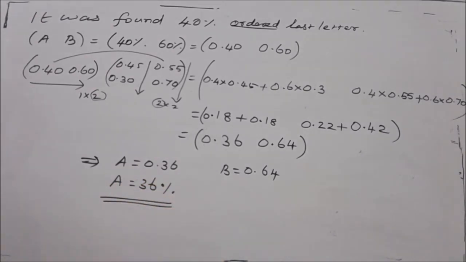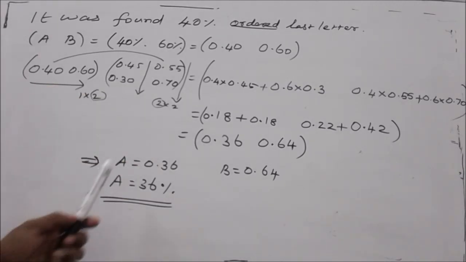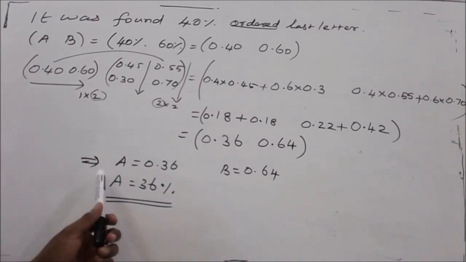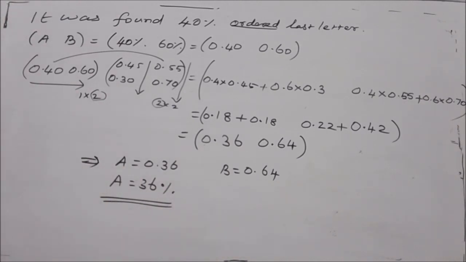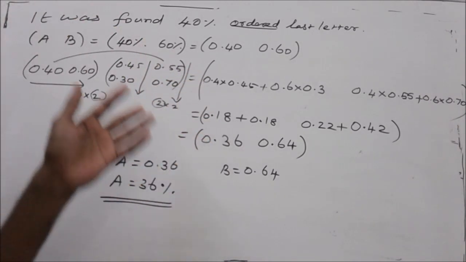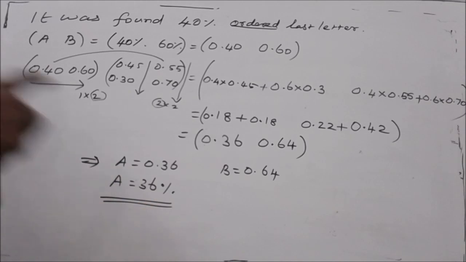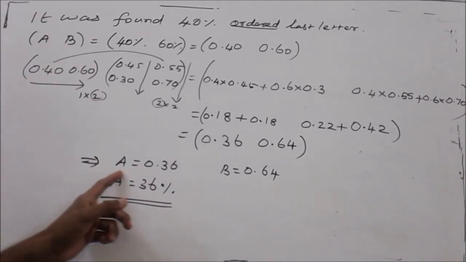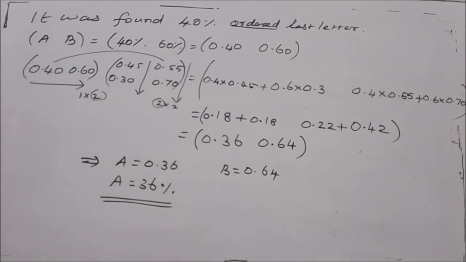That is our question. We have to find how many will subscribe in the next move. So the number of subscribers, we are assuming it as A. Therefore A equals 36%. If the same transition continues, in the second move 36% of the subscribers will again subscribe. That is our required answer.